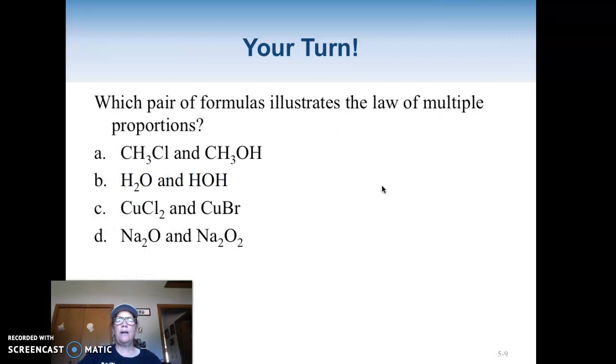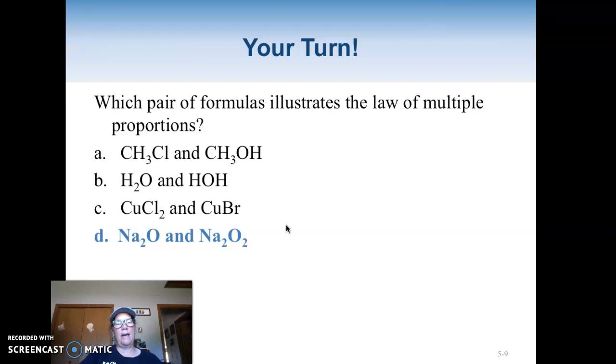Okay, which pair of formulas illustrates the law of multiple proportions? In other words, they have to be the same thing, but we have to have different numbers. Well, those have different compounds. Those are the same thing. Those are different compounds, so it would have to be this one. Okay? Because law of multiple proportions, your same elements, just in different proportions.